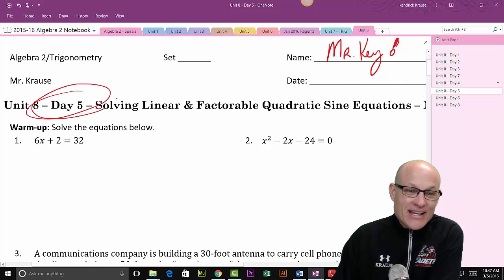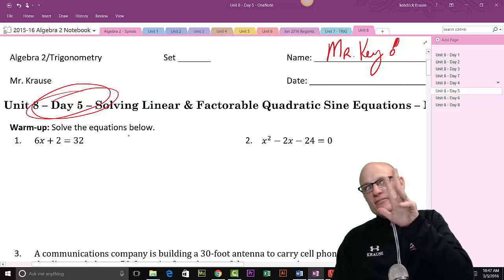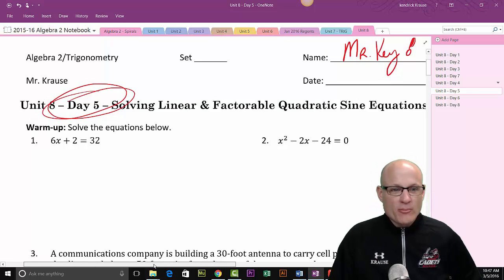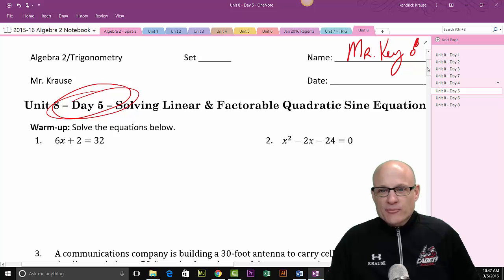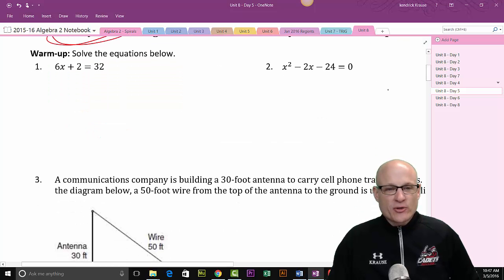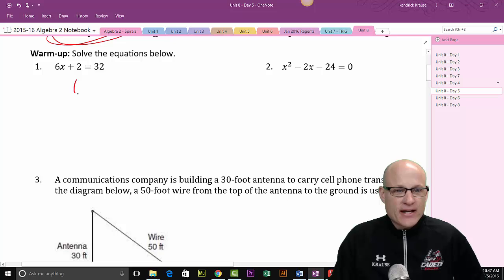Day 5. Okay, let's start with a little bit of warm-ups. Warm-ups mean you do them and then I do them. So hit pause. Great. Did you get 5?